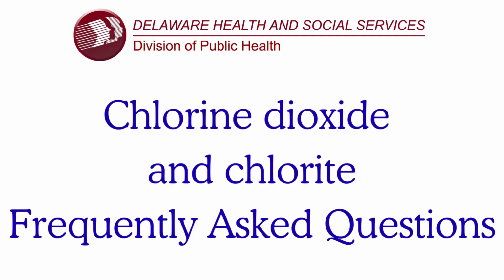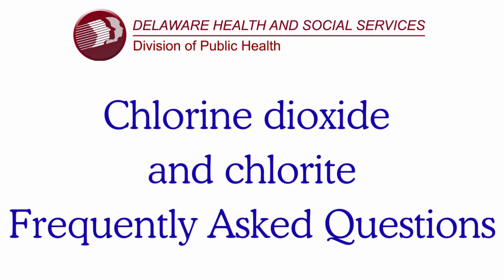How is chlorine dioxide and chlorite poisoning treated? There is no treatment for chlorine dioxide or chlorite poisoning. Sometimes providers use a medicine to open the airways in the lungs. They may suggest other treatments depending on the amount and length of exposure.